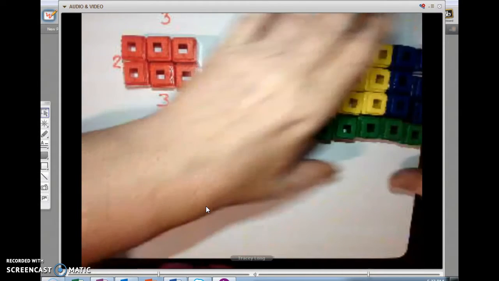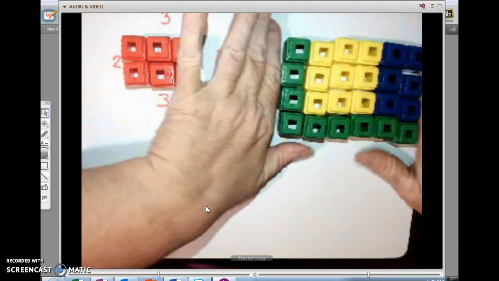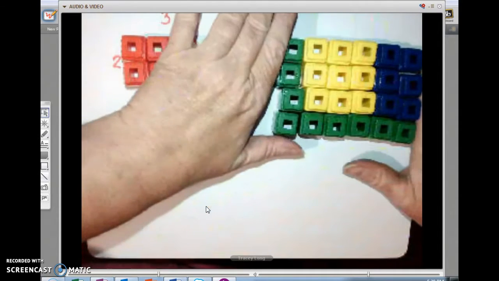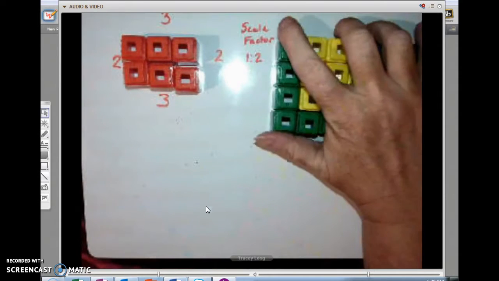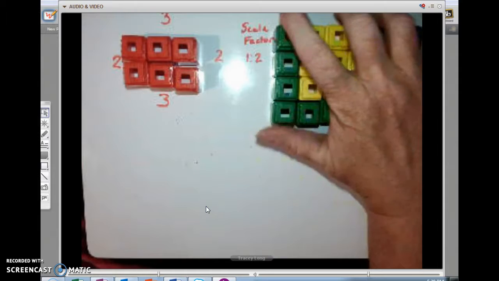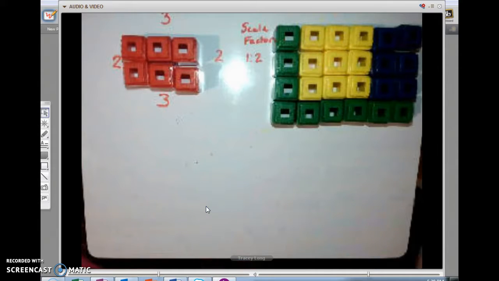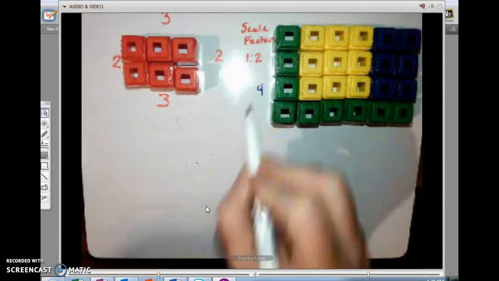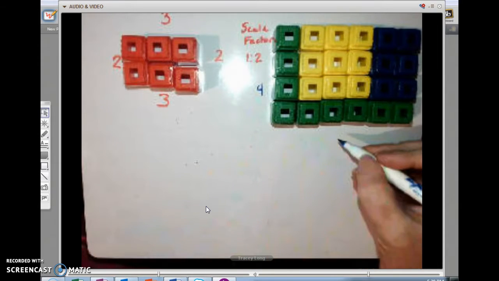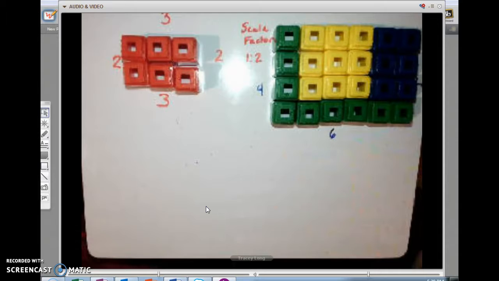All right, so does everybody see what happened there? I used a scale factor of 2, so I doubled the length and I doubled the width. Ooh, that doesn't look so pretty, does it? Let me try that again. Let's see if that looks any better. All right, so I doubled the width and I doubled the length. So let me grab a marker there. So to double this side, it became 4 blocks. And I doubled this side, so it became 6. So this over here is 4, and this up here is 6. All right, everybody cool so far?